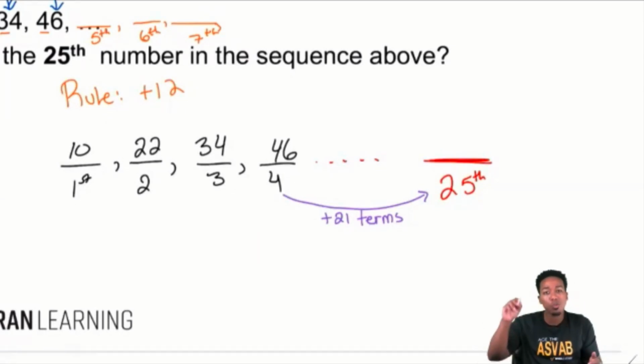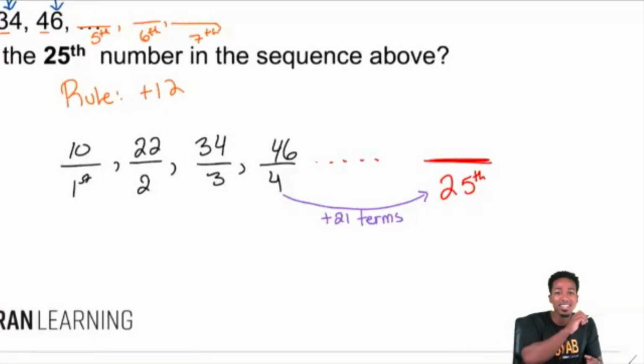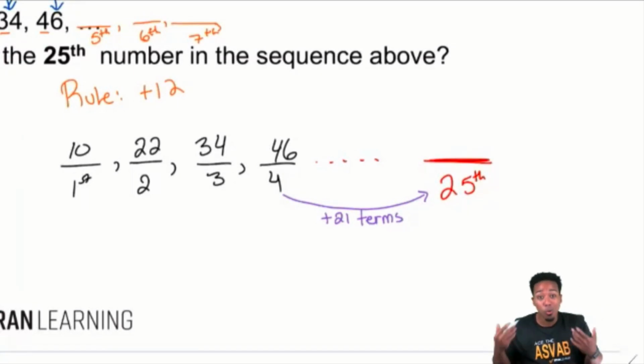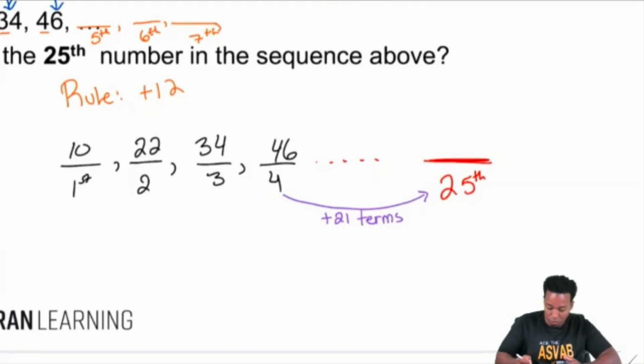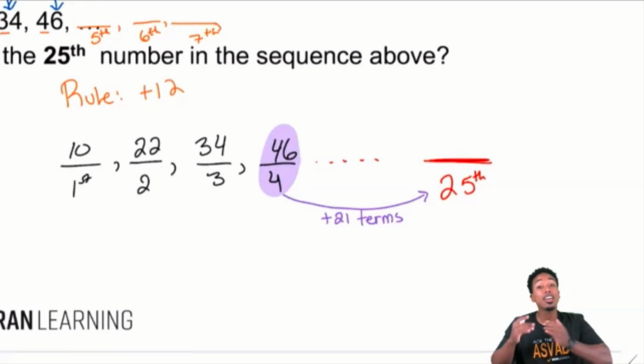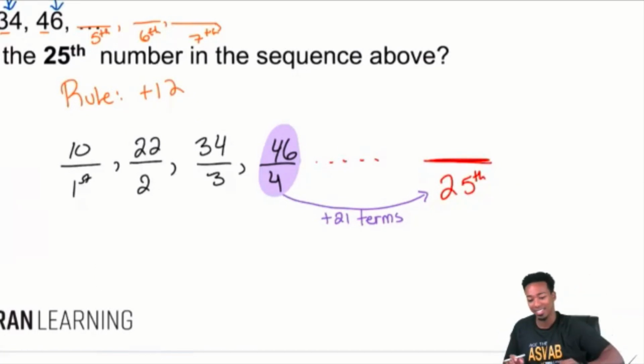If I'm jumping 21 terms, or this way for you guys, since you're looking at me, if we're jumping 21 terms, we're adding 12 21 times if we start from here. Yes or no, do we understand that? If we start from the 4th term, that's a 21 term jump, which means we're adding 12 21 times. Yes or no, do we understand that?